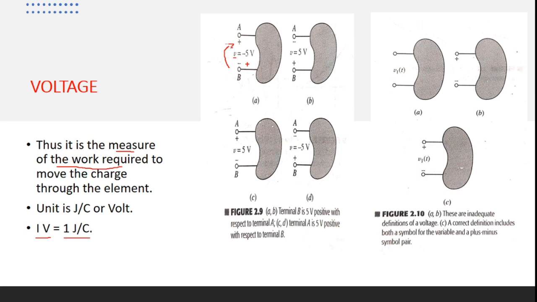So terminal B is positive by 5 volt with respect to terminal A. I'll repeat once again. The voltage that I give here is minus 5 volt, but this terminal is a negative terminal, so minus of minus becomes positive, which means terminal B is positive by 5 volt with respect to terminal A. Here again, 5 volt is also positive, and B is also positive, so here too, B is positive by 5 volt with respect to terminal A.